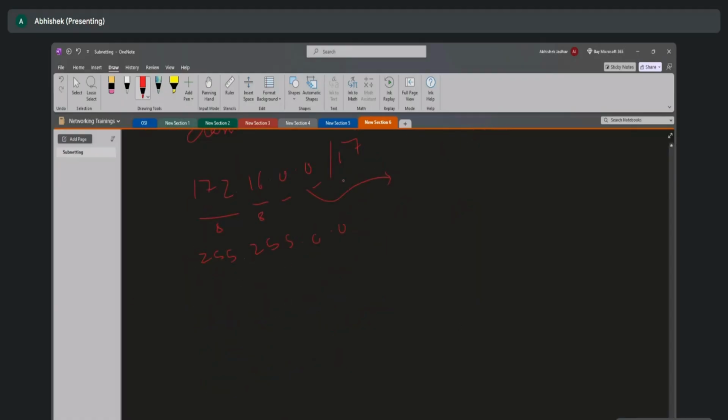So let's assume that this is the question here for class B: 172.16.0.0/17. Slash 17 means what? It means that we borrowed only one bit. So 2 to the power of one bit borrowed will be two networks, right? And how many are the remaining host bits? Any guesses? We borrowed only one bit. How many host bits are remaining now?